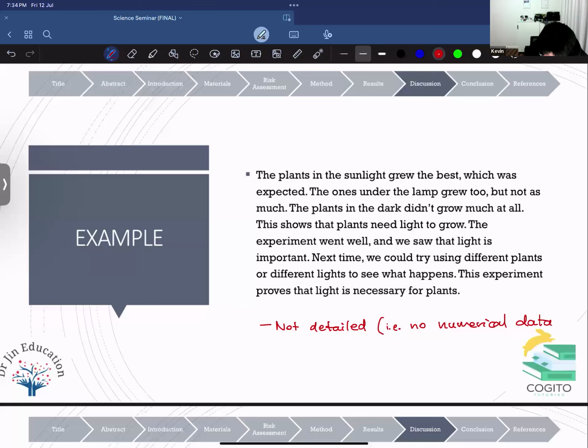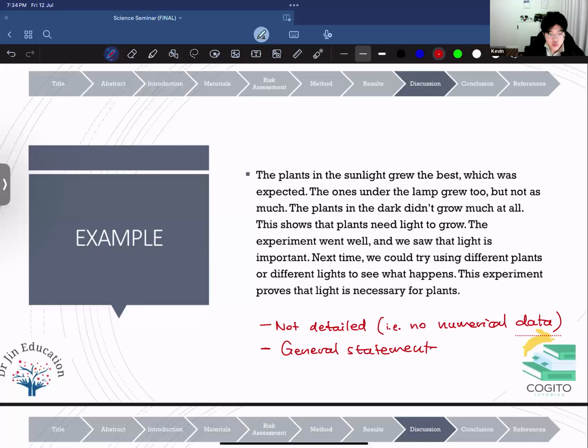Yes, correct, right? So we actually have results, we have data. It doesn't mention anything about the data, right? You can use the data to support your discussion, okay? And yes, you're correct. These are very general statements, okay?